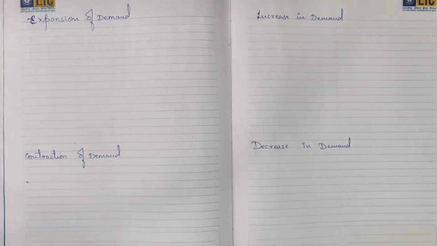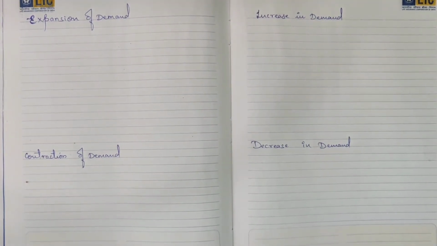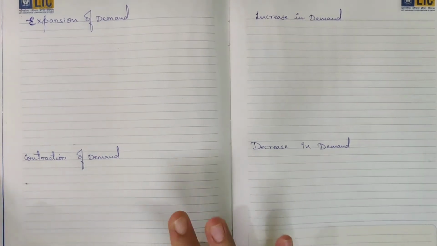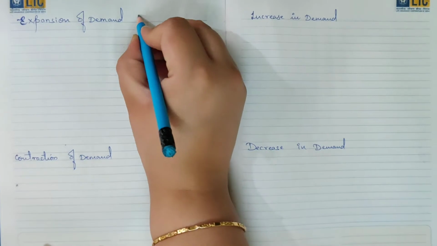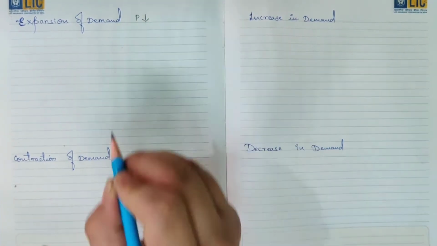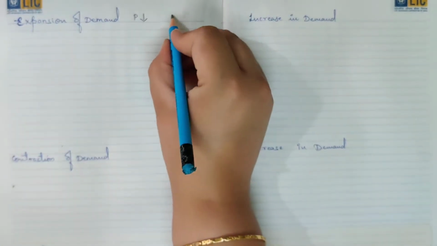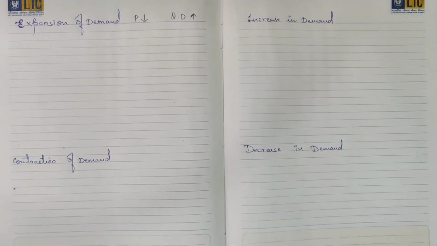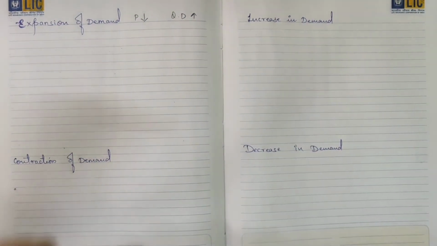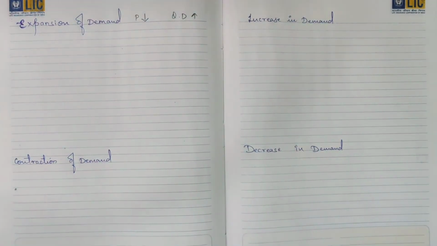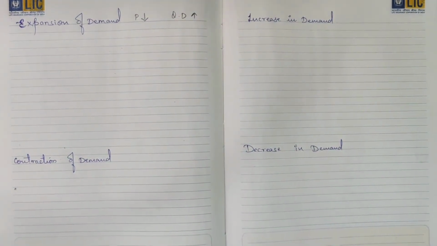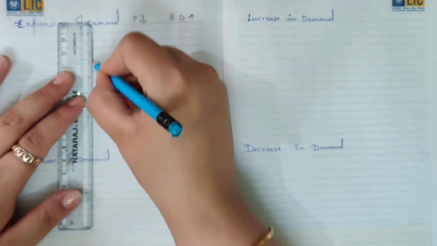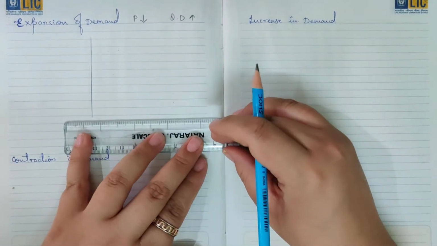Now next we're going to study the diagrams for expansion of demand and contraction of demand. As you know, when quantity demanded rises due to the fall in the price of the commodity, this is known as expansion of demand. So accordingly the diagram will be a general diagram.